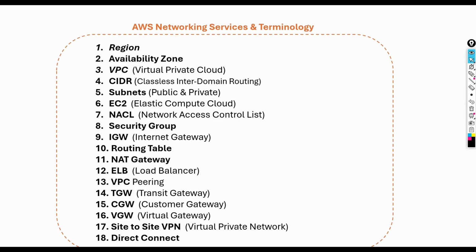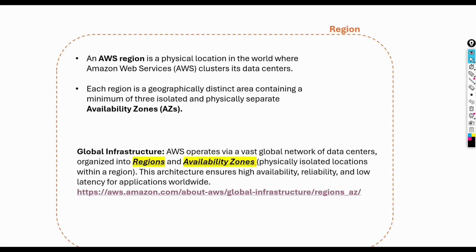The first two are the region and availability zone. An AWS region is a physical location in the world where Amazon Web Services clusters its data centers. Each region is a geographically distinct area containing a minimum of 3 isolated and physically separate availability zones. These availability zones are nothing but the data centers.